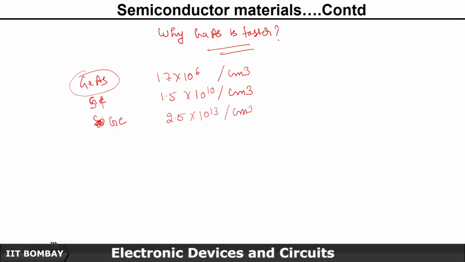It is something else, and that is known as the electron mobility. As the name indicates, this parameter, represented by mu n, shows how mobile the electrons are. You may have a large number of electrons, but they may not be mobile. You may have a small number of electrons, but they are more mobile. So in that case, the material will be faster. And this is what is happening in the case of gallium arsenide.